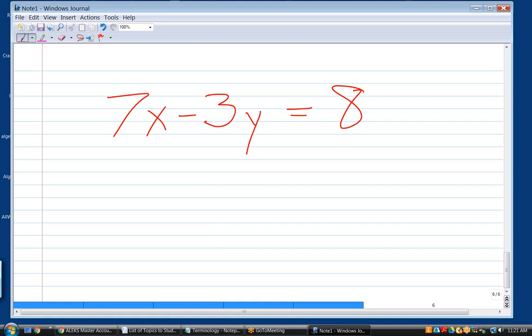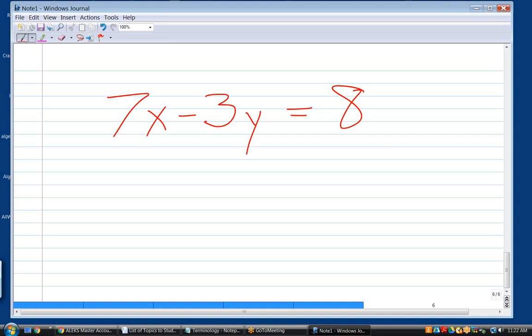But what I can do is solve the equation for y in terms of x. So I can isolate y, or I could also solve for x in terms of y. But the standard convention is to solve for y in terms of x. So what am I going to do here as a first step?